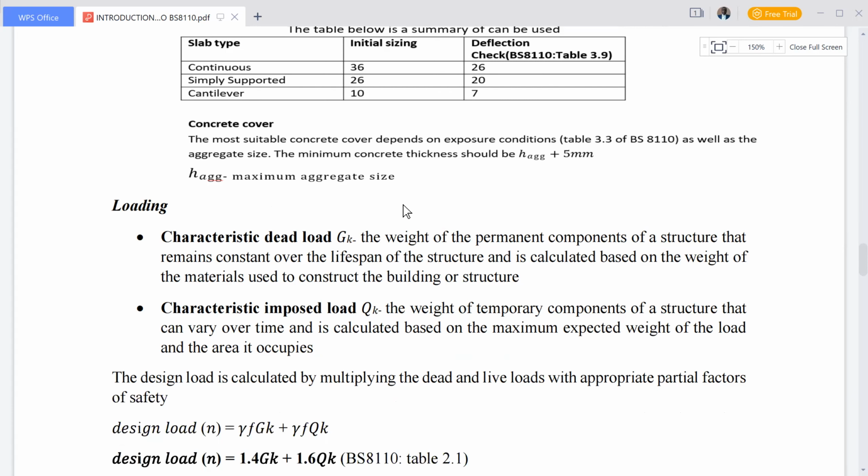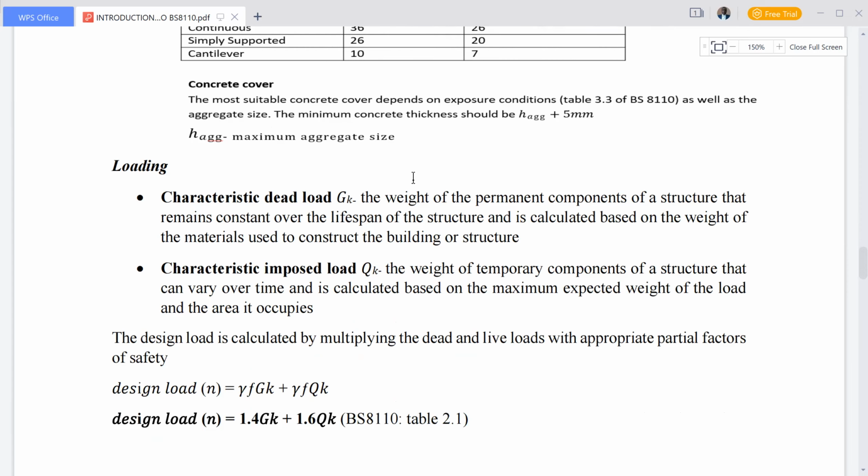Now let's move on to loading. We have two loads: the characteristic dead load given by Gk, and the characteristic imposed load, sometimes called live load, given by Qk. Now what do we mean by dead load?